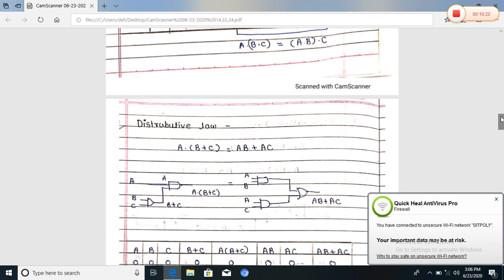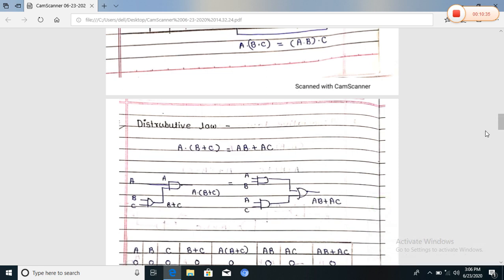The second term is equal to AB plus AC. AB means the product of the two terms A and B, so we connect one AND gate, and the other term is AC, so the AND gate inputs are A and C. These two terms, AB and AC, are added, so we connect an OR gate, and the OR gate output is AB plus AC.